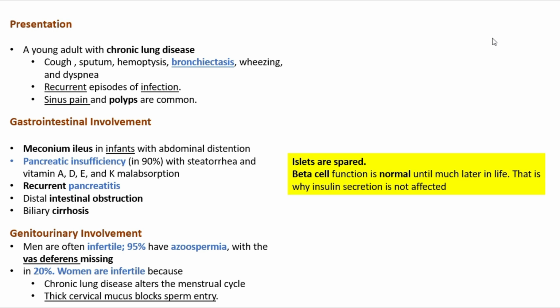In the GIT, patients will have meconium ileus in infants with abdominal distension. Pancreatic insufficiency is also common, and it happens in 90% of the patients, with steatorrhea and vitamins A, D, E, and K malabsorption. They will also have recurrent pancreatitis, distal intestinal obstruction, and biliary cirrhosis. It is very important to remember that the islets are spared in this disease, and the beta cells function is normal until much later in the life of these patients. That is why insulin secretion is not affected.